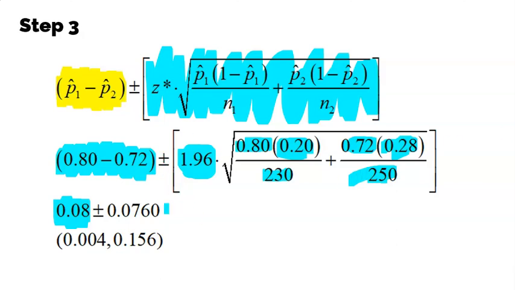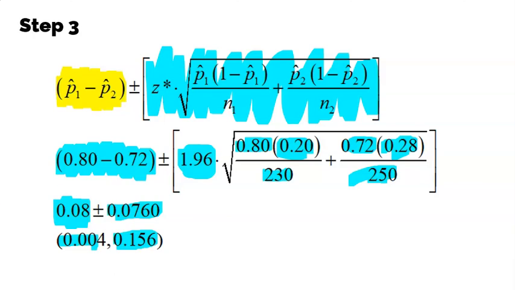All right, multiply all that together on your calculator. We get 0.0760 for our margin of error. So of course we're going to subtract it, and then we're going to add it to get our interval, 0.004 or 0.4% to as high as 0.156 or 15.6%.